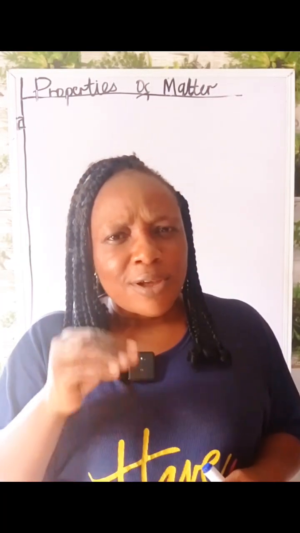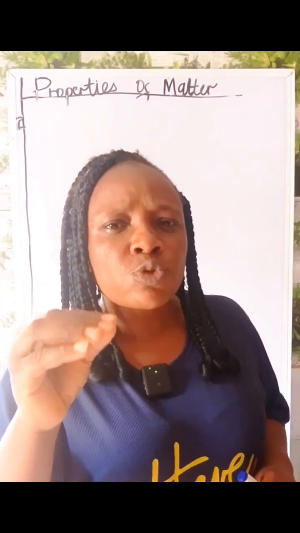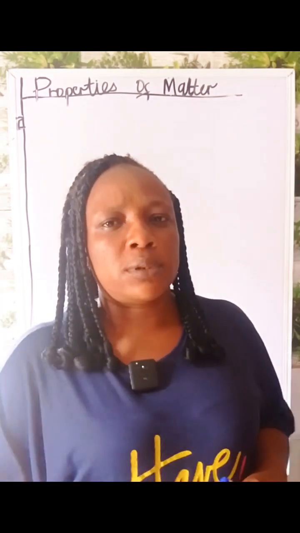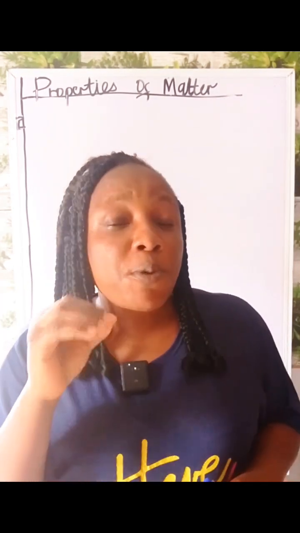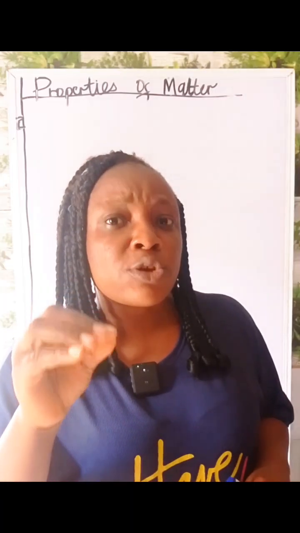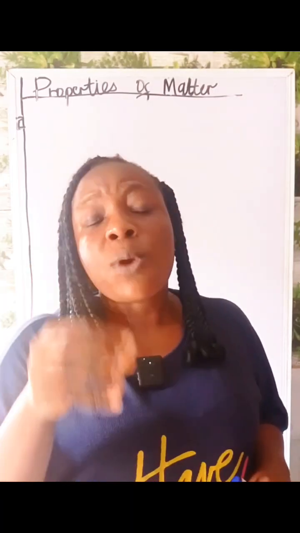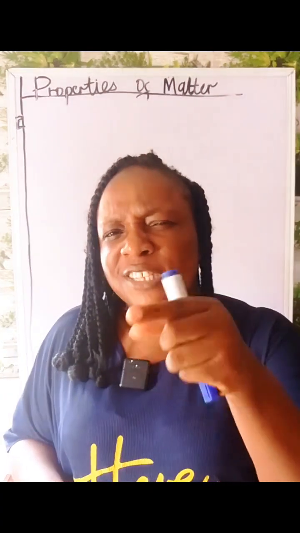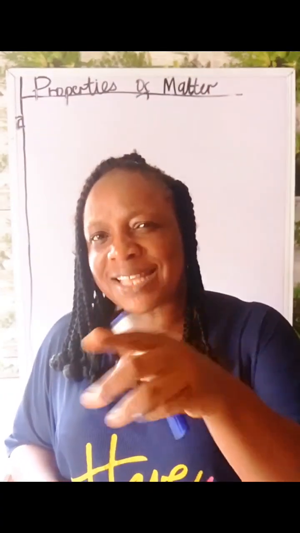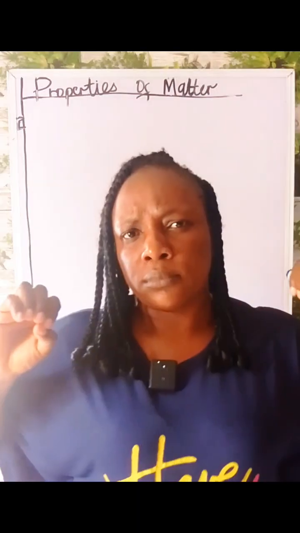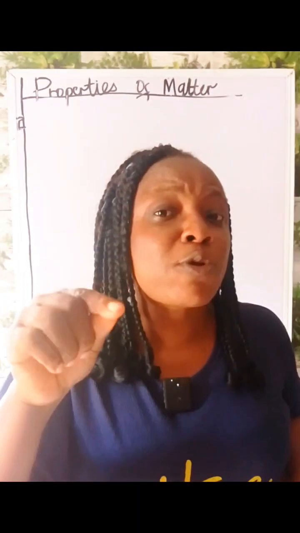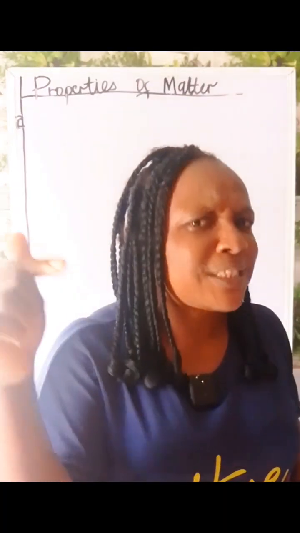Understand? It must result in a new substance. A new substance must be formed. Chemical properties are those things being observed when a substance undergoes a chemical change resulting in a new substance. There must be a new thing formed. It alters the chemical composition of that substance.